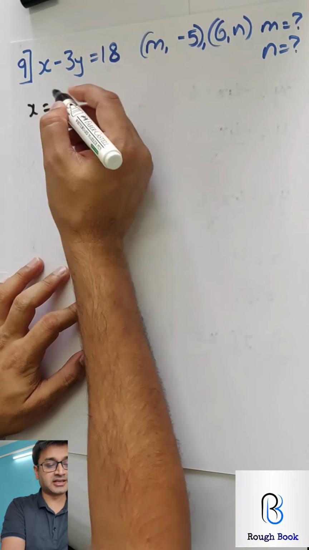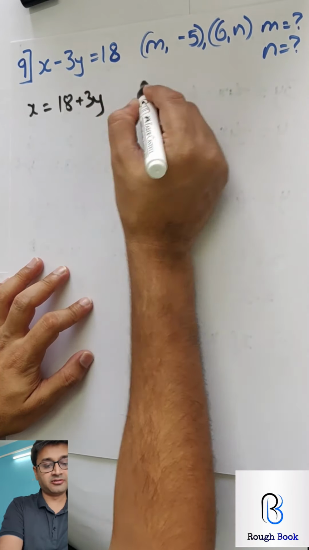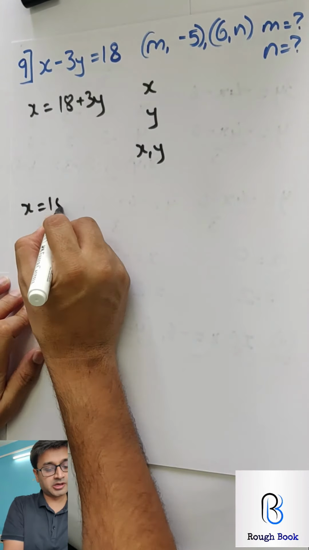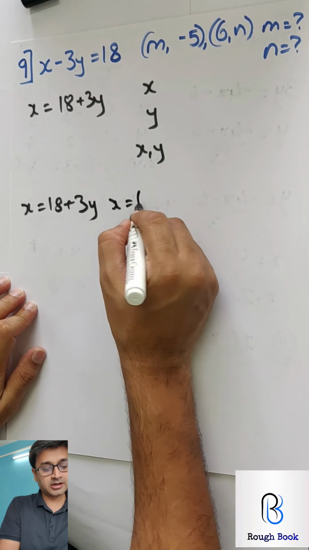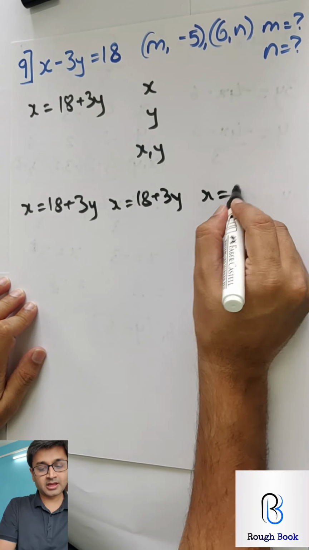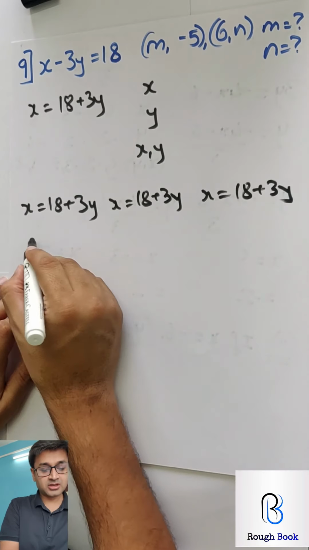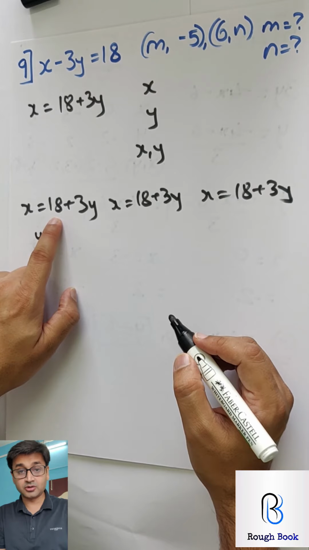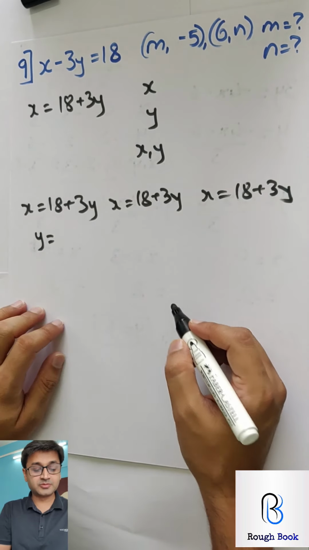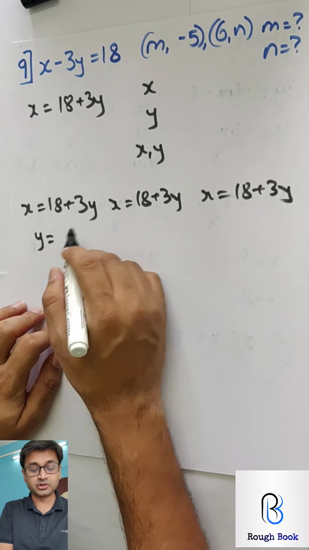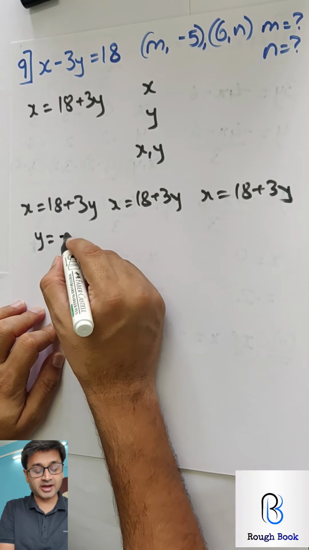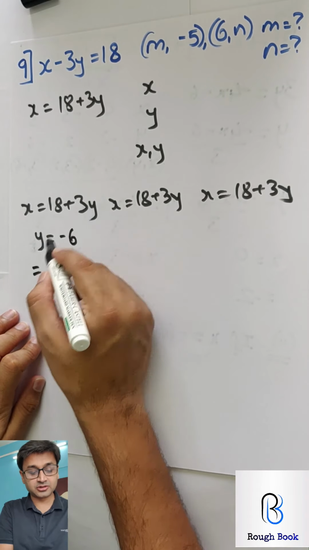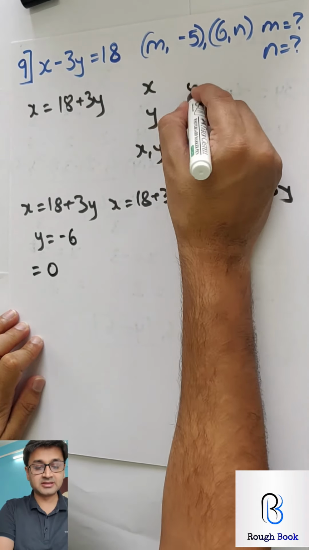So come on, I am making x the subject. x, y, x comma y. So I get x is equal to 18 plus 3y. Again 18 plus 3y. So what am I assuming for y? If I take y as 0, x is going to be 18. You're going to go crazy, you can't plot. So it's better you take some negative numbers so you can subtract. So let me take it as minus 6. So minus 6 into 3 is minus 18. So I get 0. So minus 6 and 0.